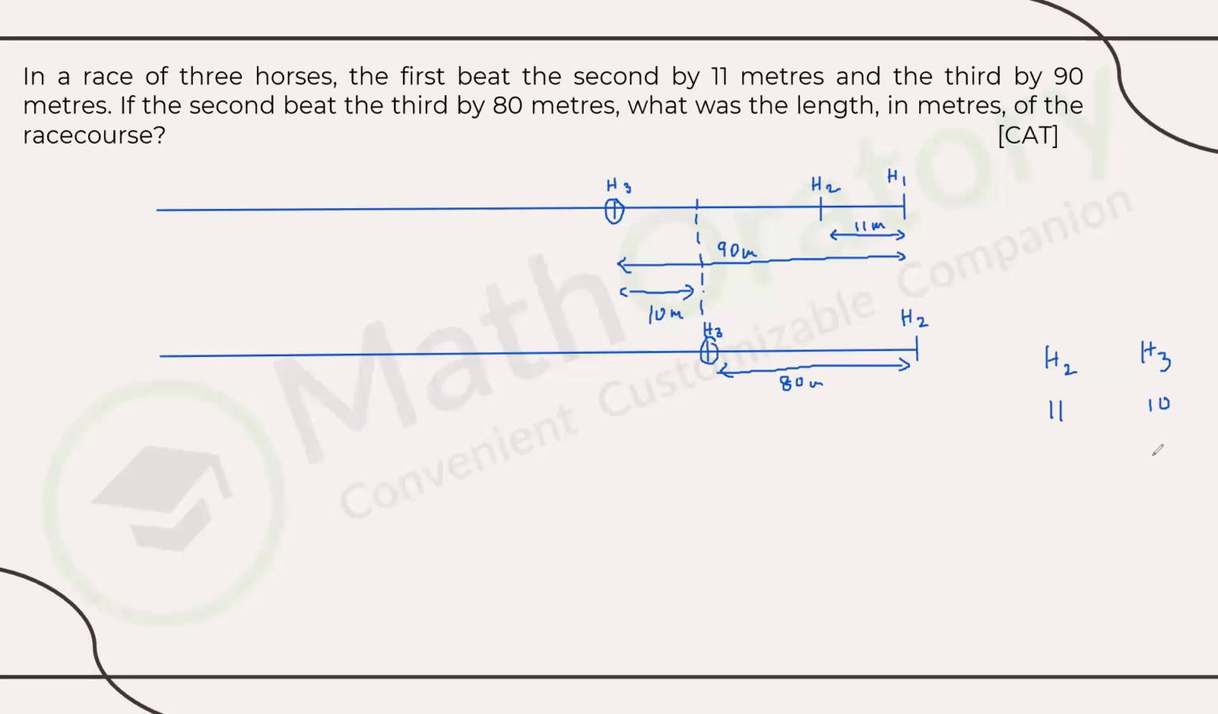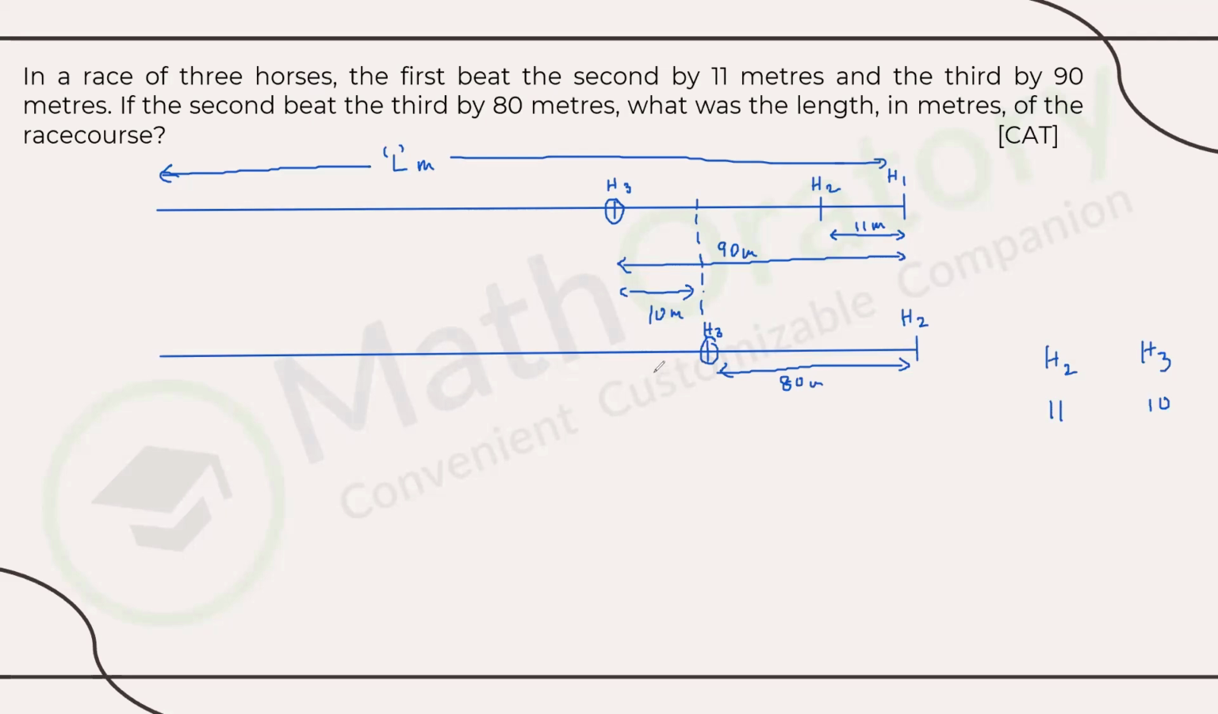Okay. And also in the initial situation, let us assume that the length of the track is some L meters. We have to figure out in meters, never forget the unit. So let us assume that the race course is L meters. In the first scenario, what has happened? Or we can consider the second scenario also, it doesn't really matter. In the first scenario, H2 has covered L minus 11. Right. And the third horse has covered L minus 90 by the same time.